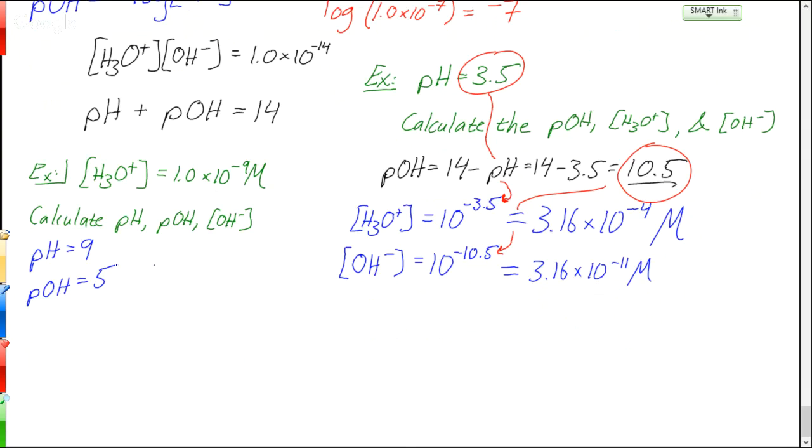All right, and then the last thing to calculate is the hydroxide ion concentration. So we're just going to raise 10 to a negative power, the negative of the pOH. Or sometimes the way it's written, it would be 1.0 times 10 to the minus 5 molar. Either way is fine. Again, taking the negative of the pOH, raising 10 to that power, gives us the hydroxide ion concentration.